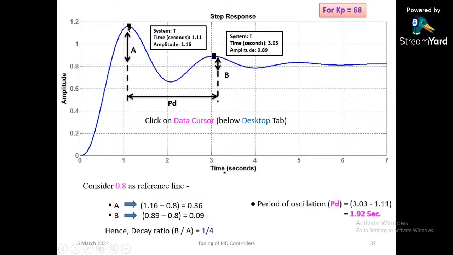So 1.16 minus 0.8 is distance A. If I take 0.8 as a reference, this is what my A. You can see A is 1.16 minus 0.8, which comes out to be 0.36. ठीक है. Now what about B? B amplitude किती, 0.89. I'm starting from 0.8. So 0.89 minus 0.8 is the value of B, 0.09. Now take a ratio of this, B upon A.